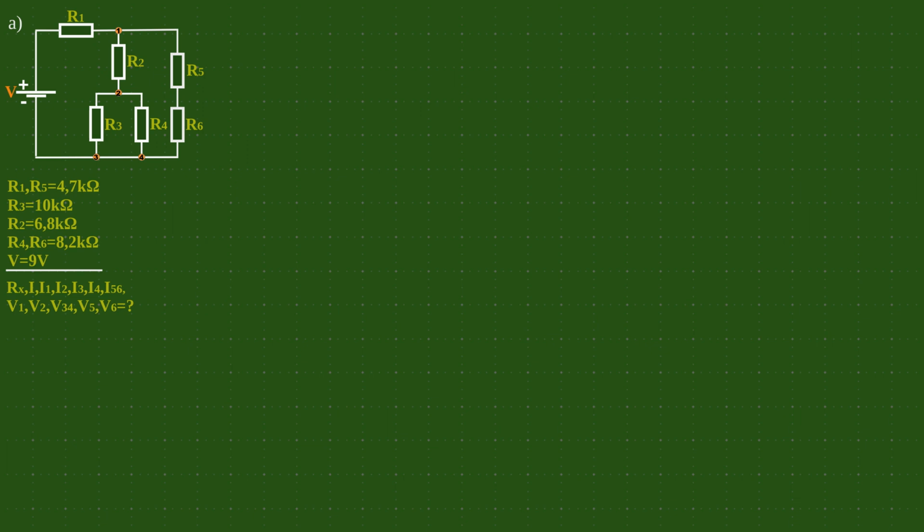So let's go. The goal is to first determine the total resistance of the circuit. During the calculation of the total resistance, the diagram will become simpler.